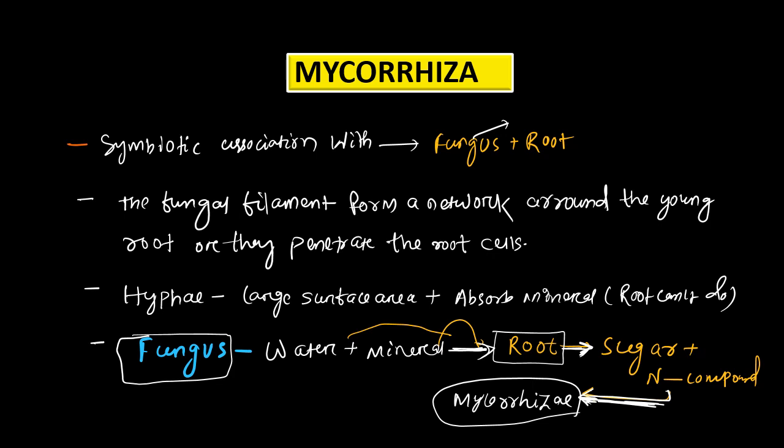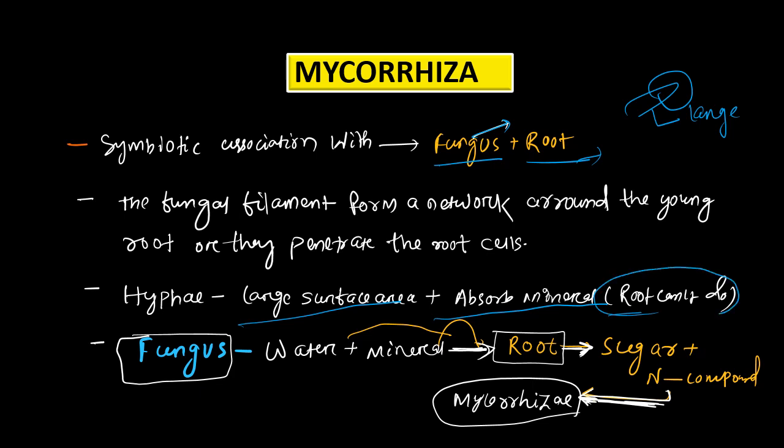So here we are concerned with fungi and root. This fungus provides something and the root also provides something. The fungus contains fungal filaments that enter the root cell and provide a large surface. Due to this large surface, it absorbs minerals.